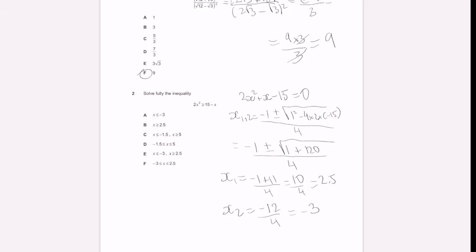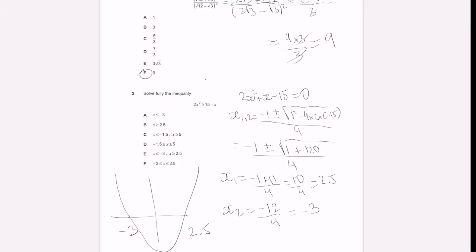Okay, so now we know roughly what the quadratic looks like. We're only really interested in the roots. One of them is at minus 3, the other one is at 2.5. The quadratic does something like this, and we want this to be greater than or equal to 0. So in other words, where is this quadratic not negative? Well, why is that?